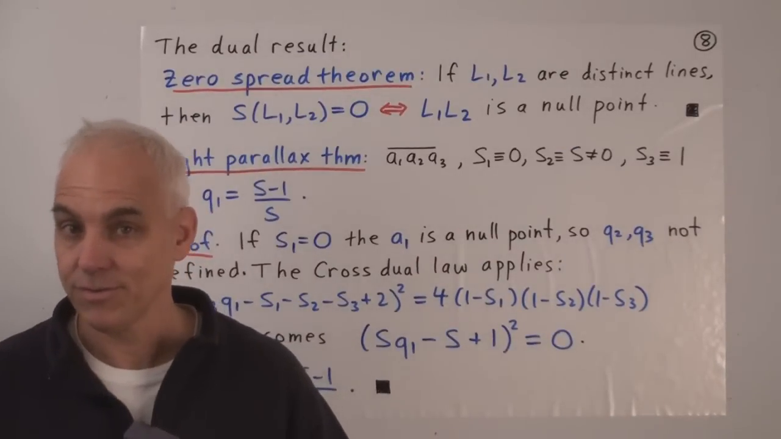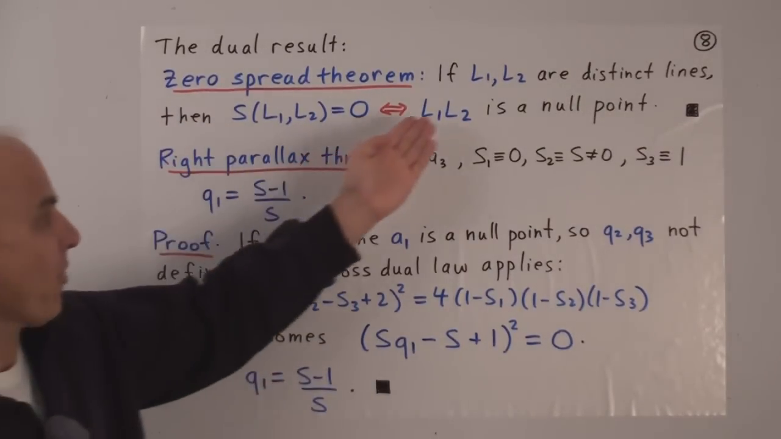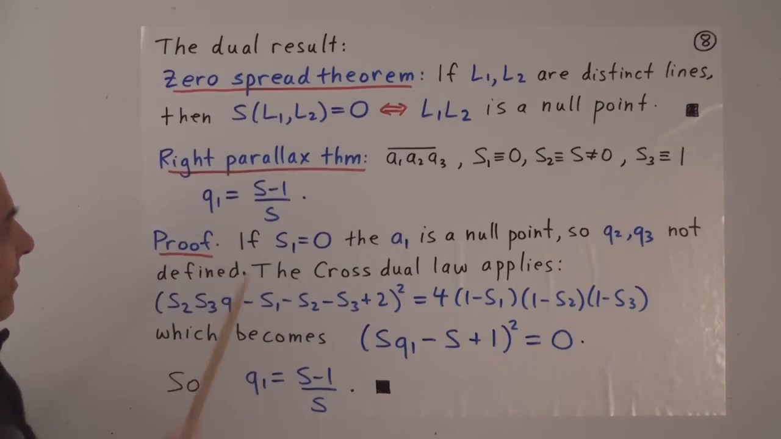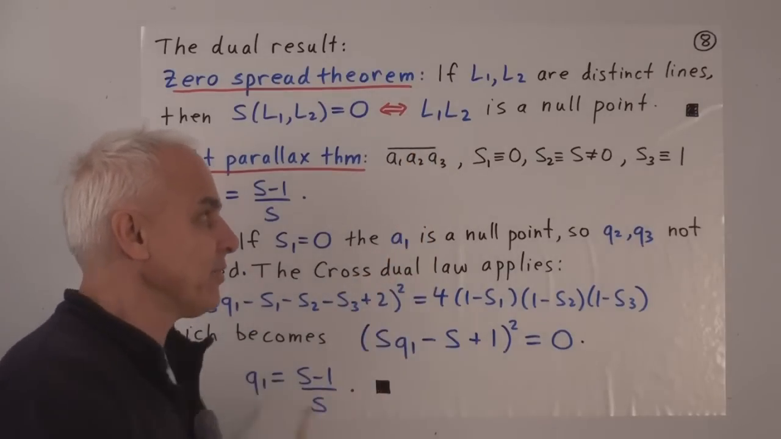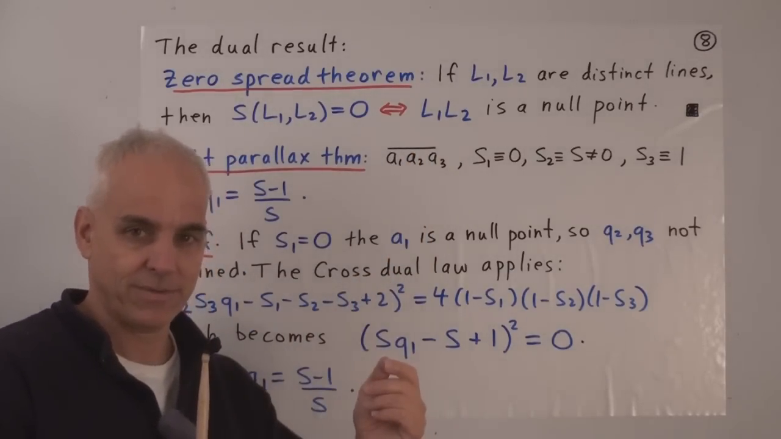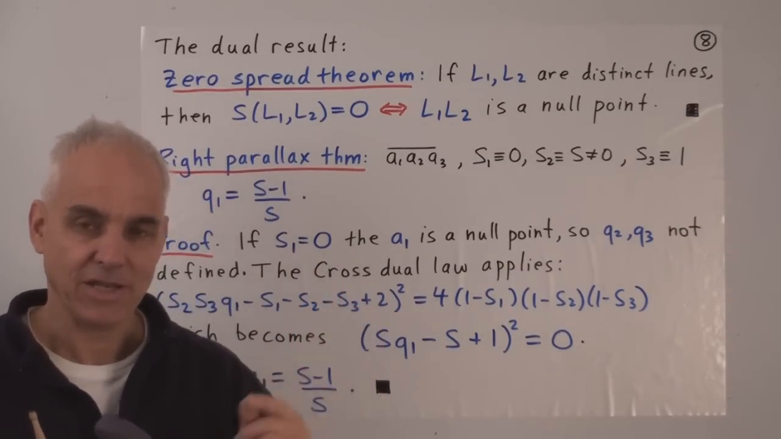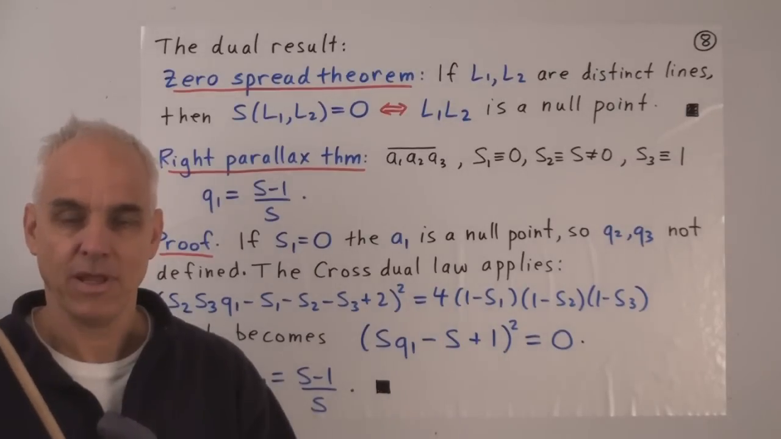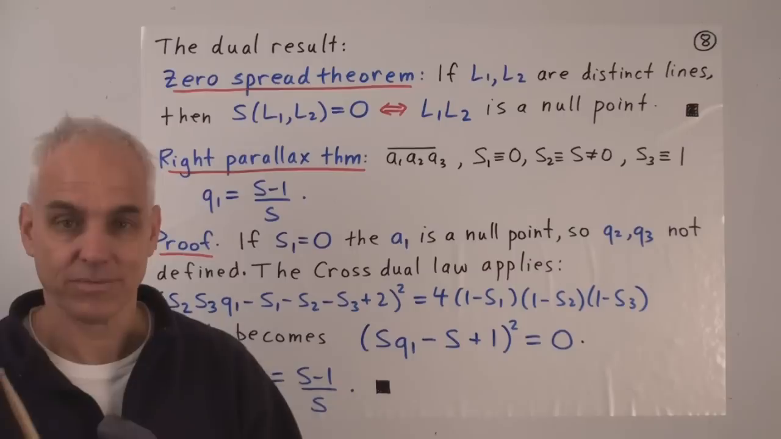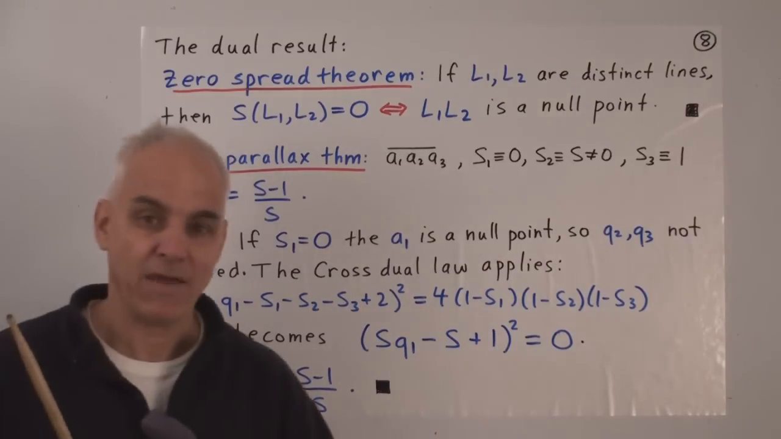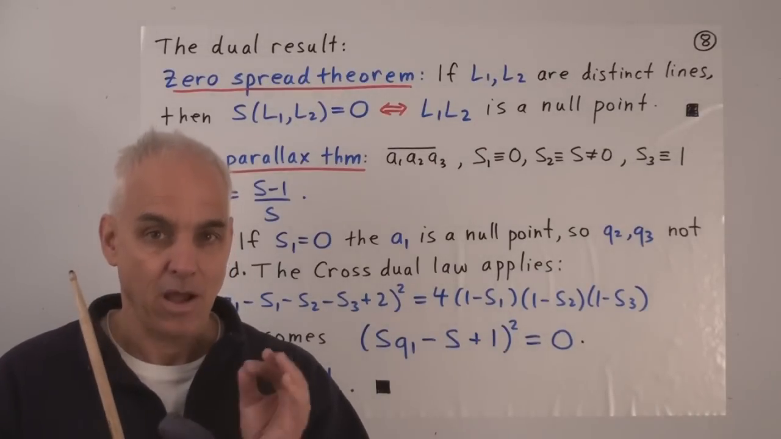The dual result to the zero quadrance theorem is the zero spread theorem, of course. And it says that if L1 and L2 are distinct lines, then the spread between them is zero precisely when their meet, L1 L2, is a null point. So if you have a null point on the null circle, then any two lines that meet at that null point make a spread of zero. The spread is still defined, and it's equal to zero. And conversely, if you have two lines whose spread is zero, and they're distinct, then they must be meeting at a null point.